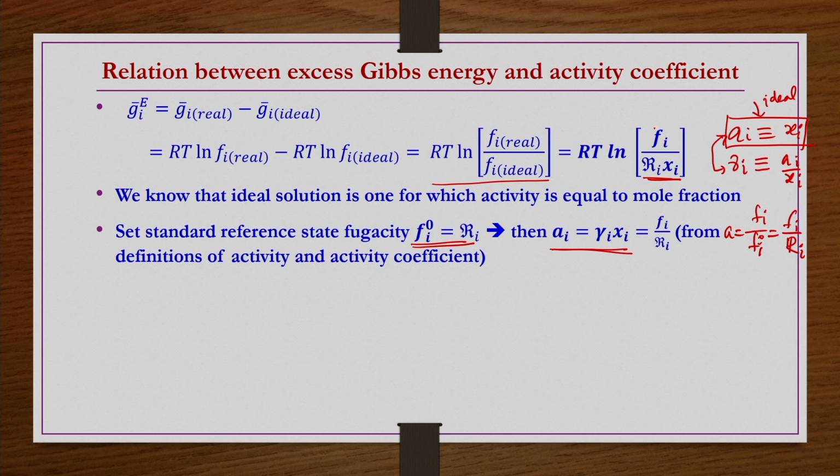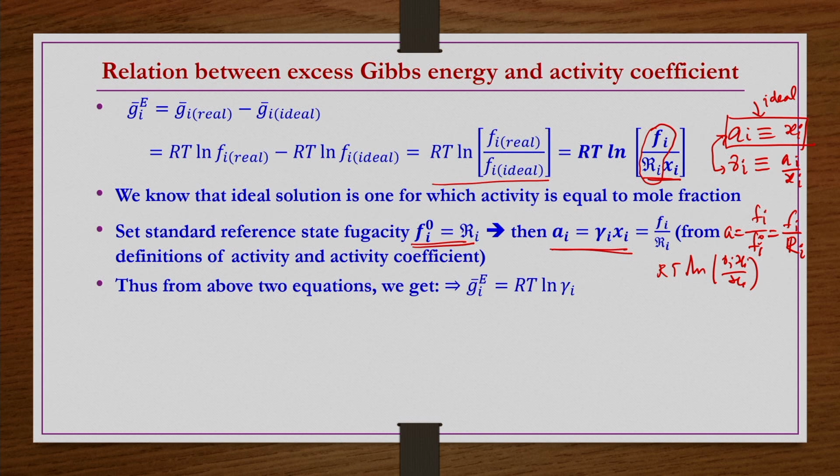So, in this equation, in place of Fi by Ri, if you write gamma i xi, then you have RT ln gamma i xi by xi, so that you have RT ln gamma i. That is the relation. This is the important relation that we derived in the previous lecture, and we are going to use this relation extensively as long as we are discussing non-ideality in the case of liquid solutions.